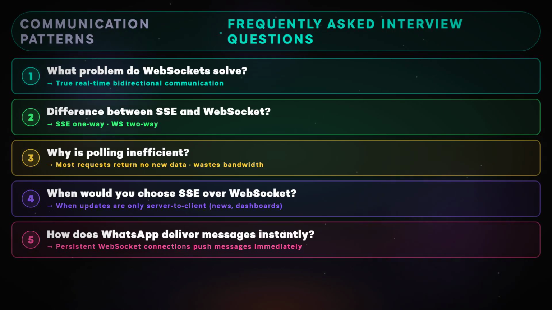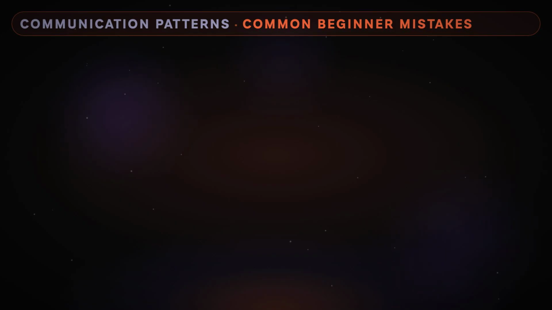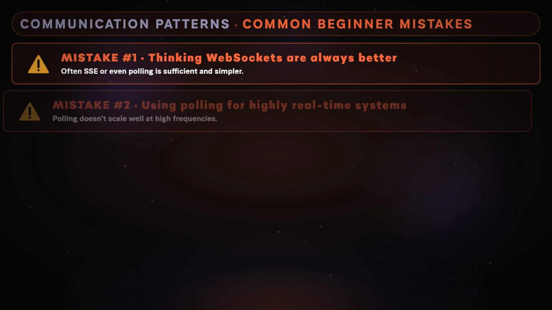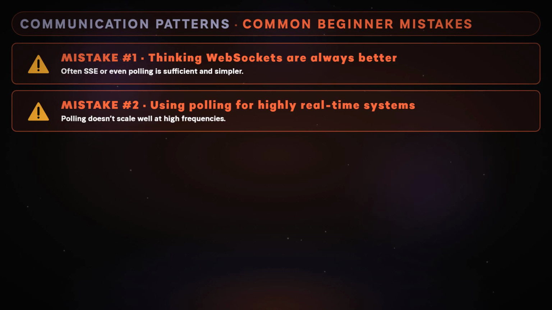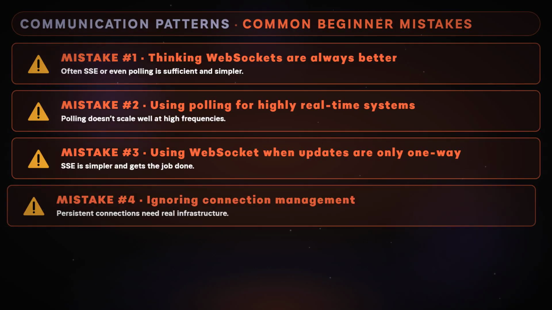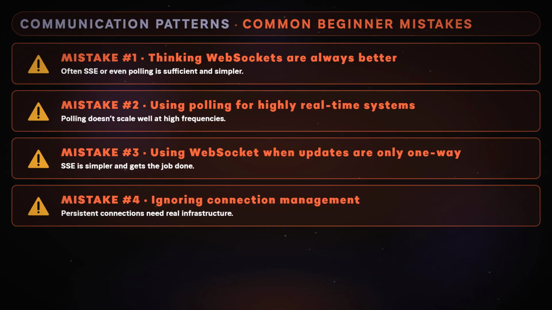Now let's try to understand some of the very common beginner mistakes in this area. Mistake 1 is thinking WebSockets are always better. Mistake 2 is using polling for highly real-time systems. Polling doesn't scale well. Mistake 3 is using WebSocket when updates are only one way. SSE in this case may be simpler. Mistake 4 is ignoring connection management. Persistent connections require additional infrastructure.